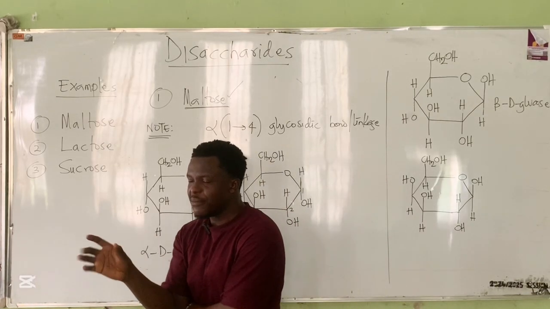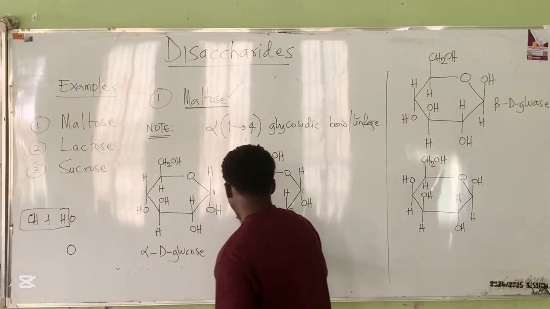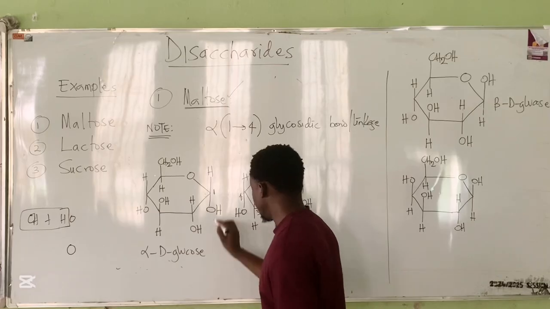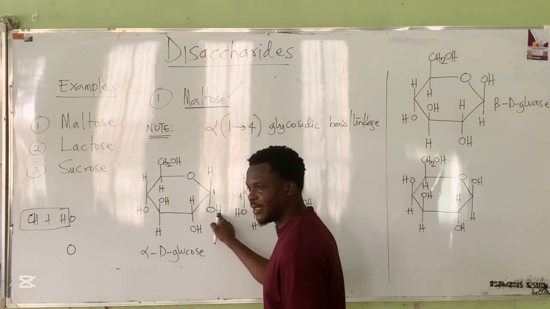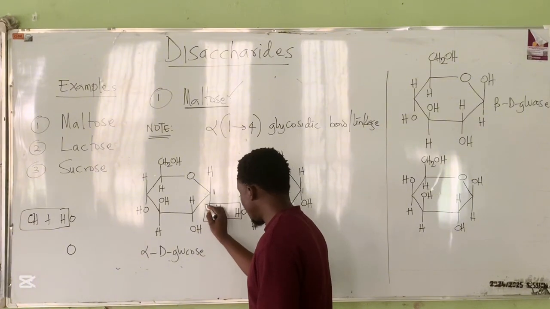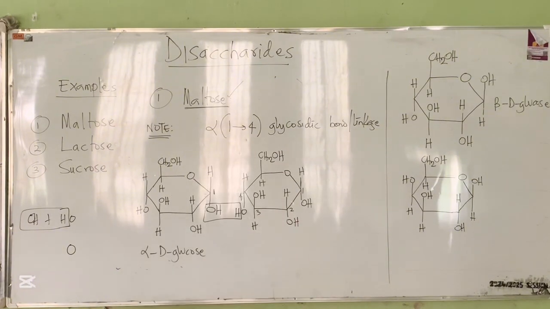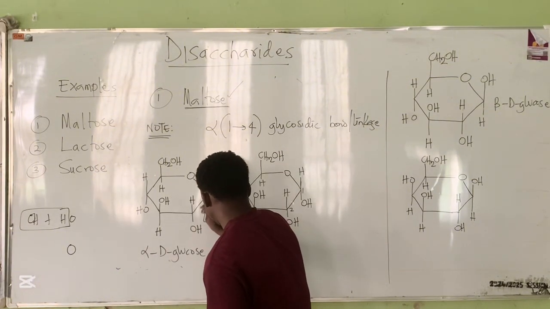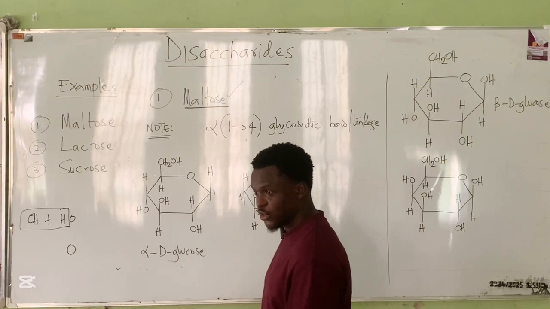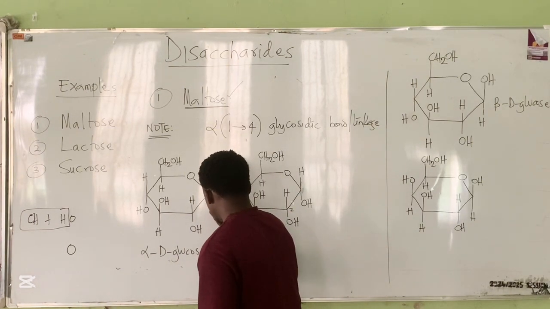Glycosidic linkage simply means removing water. Now look at this. I'll now say OH. Take OH from one side and take H from the other side. You have removed water, is it not so? So now look at what I'm going to do here. I have succeeded in removing water, is it not so? What I now have left is what?